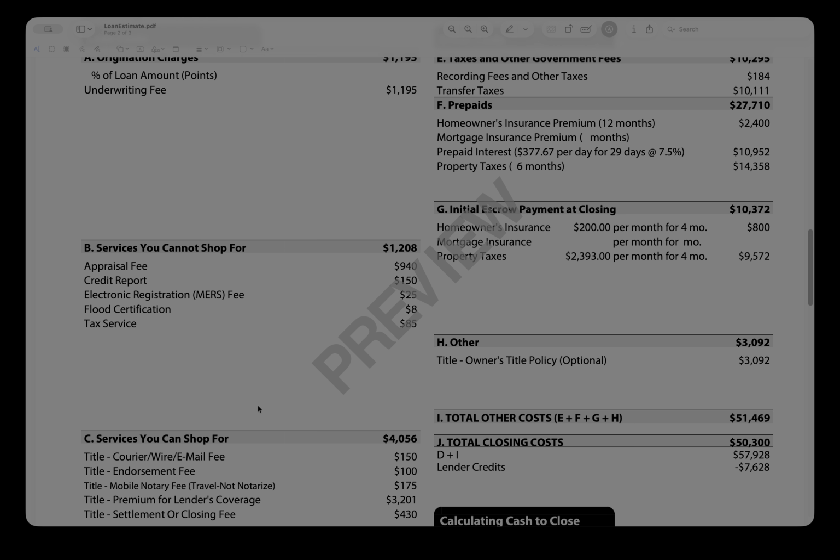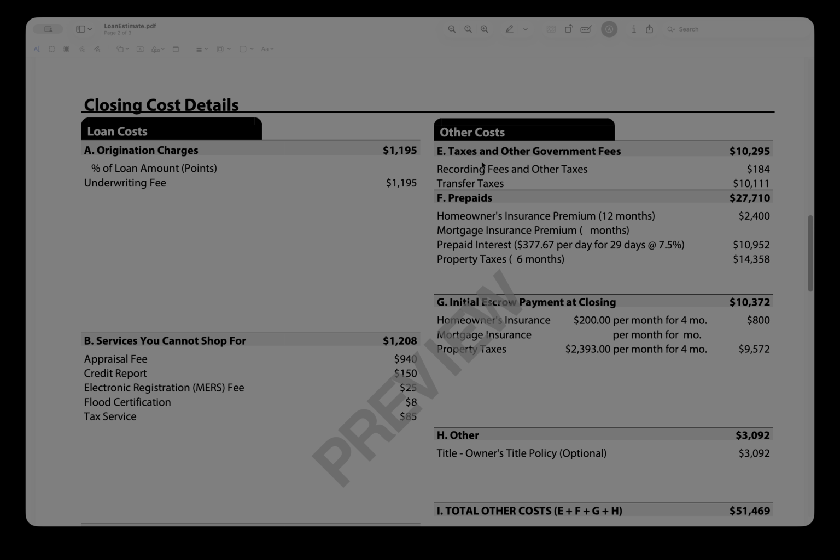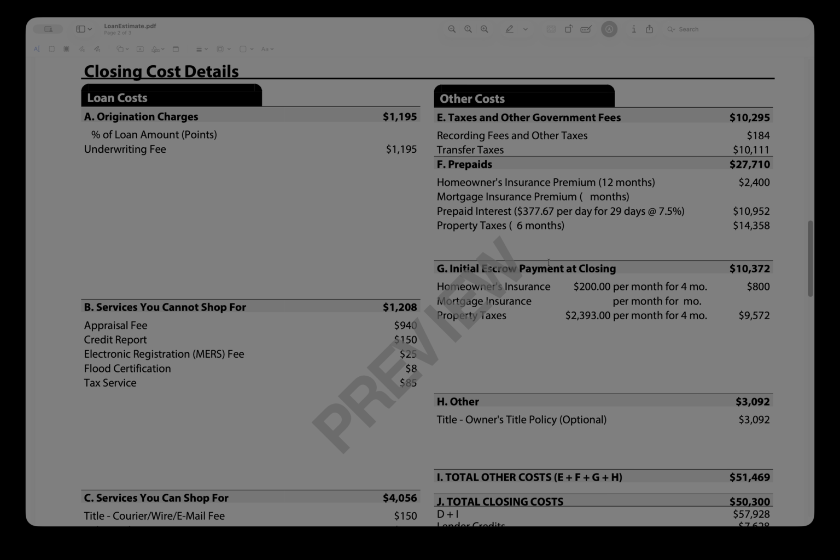And then Section E has all the government and transactional expenses. So there are transfer taxes. This amount depends on what you have negotiated with the seller as part of the purchase agreement. That could change. I have a separate video explaining prepaids and initial escrow payments. You are making a monthly payment towards property taxes and insurance, and you're making one full payment of property insurance at closing, and you're also making another 4 months of property insurance payment for the escrow.